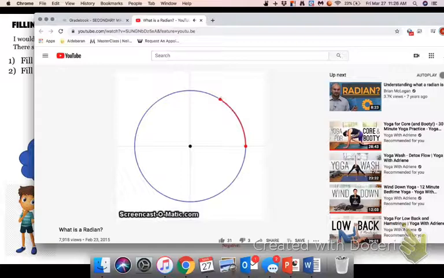The angle formed by that radius distance is 1 radian. Since the circumference of a circle is 2 pi r, there should be 2 pi radiuses in a circle. So halfway around the circle, we would expect 1 pi radian, and around the entire circle, we would expect 2 pi radians.